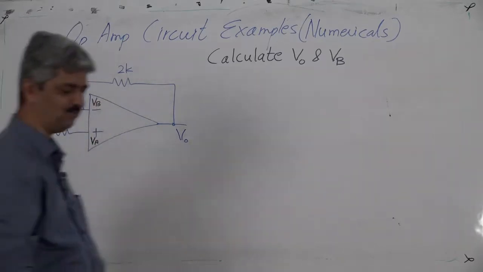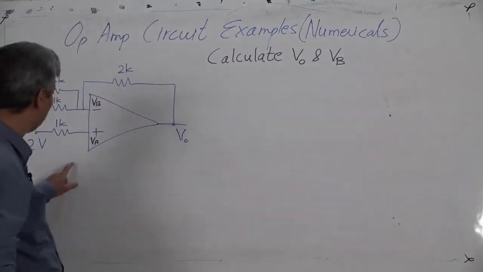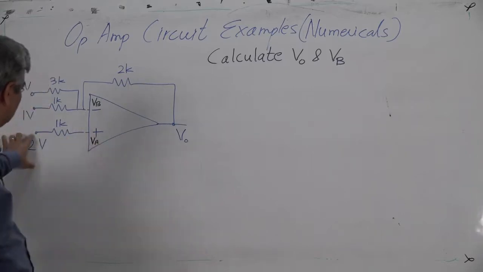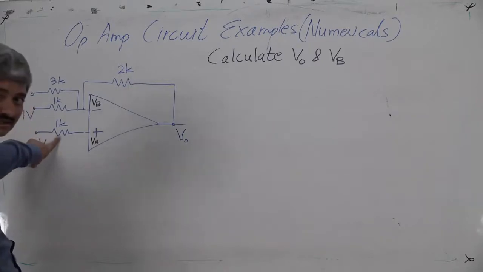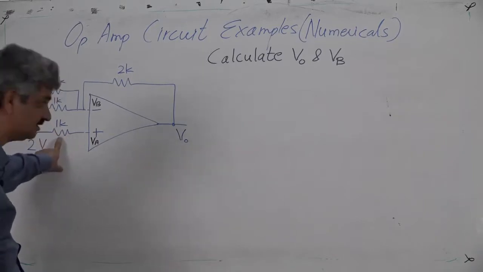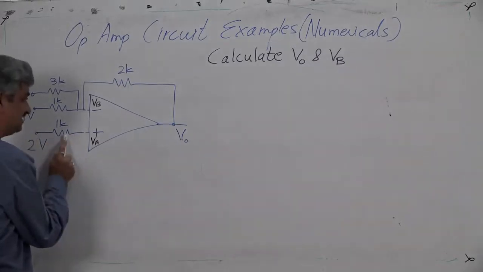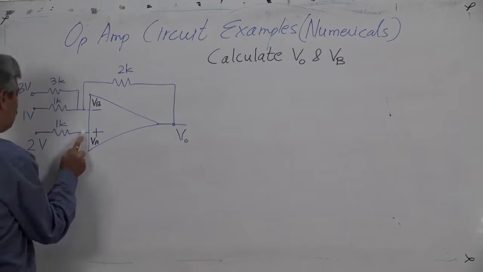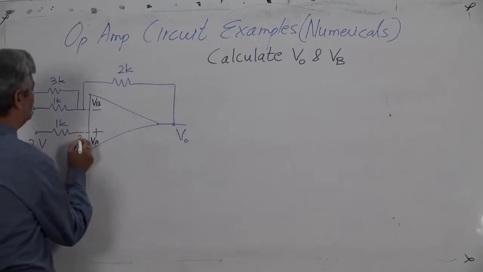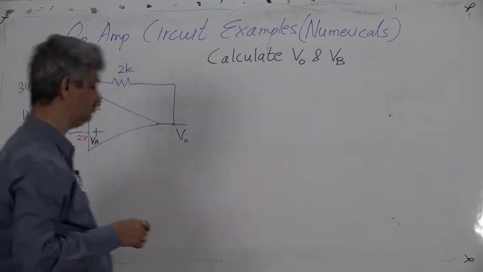Now step 1 is assumed. Step 2, calculate potential at non-inverting terminal. No need to calculate. Why? Because the op-amp draws no current, 2 volts are here, no current flows through this resistor, so the drop across this resistor will be 0. So this voltage equals this voltage minus this drop. Since current is 0, drop is 0, so VA is equal to 2 volts, so VB is 2 volts.